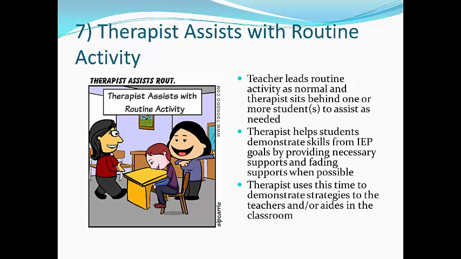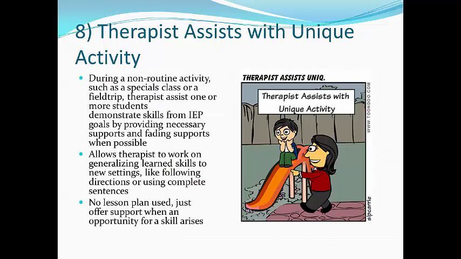So this would be assisting in that routine activity. This would be something that it's possible to just go in and wait for those opportunities to arise. You don't necessarily have to plan it out ahead of time. But if you are working on something that may not come up very often, you may have to plan a few opportunities. For example, if you really want to see the child using pronouns in the classroom, you may have to prompt that teacher ahead of time to ask a question where the answer would include a pronoun.